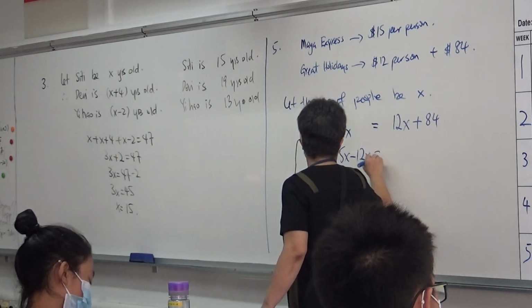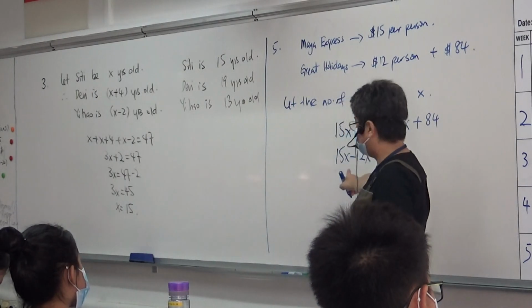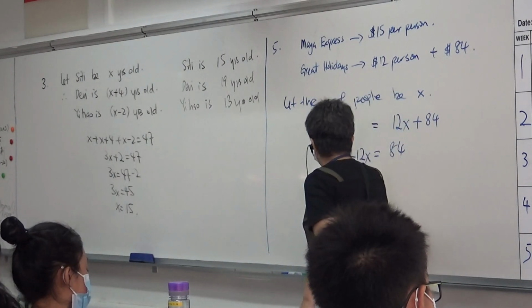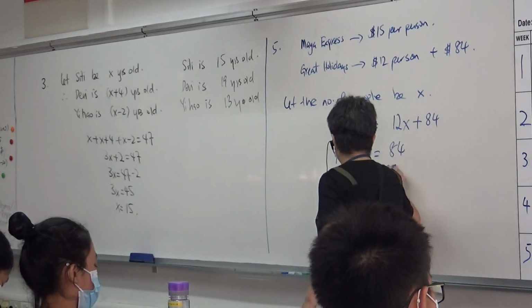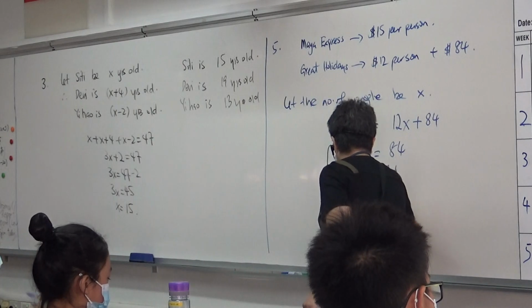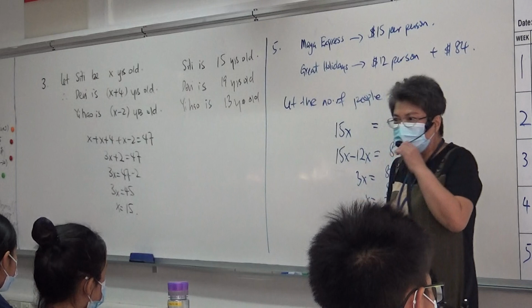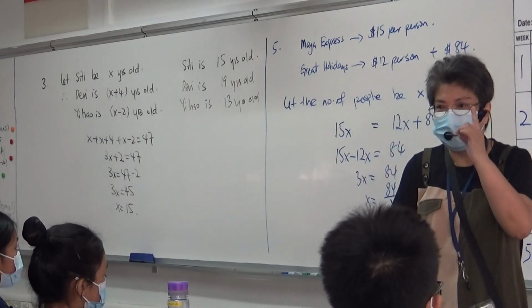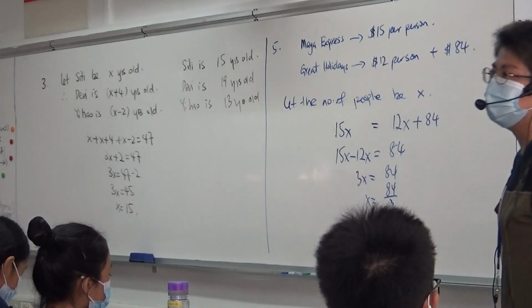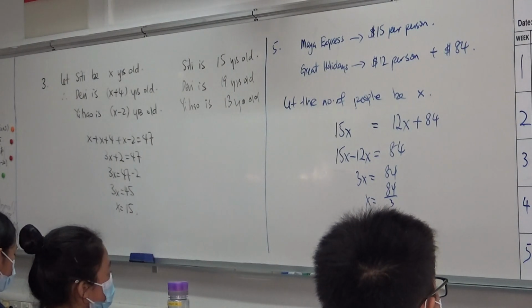15x minus 12x equals to 84. What's the next step? 3x equals to 84. So how to find x? 84 divided by 3. Answer? 28. Now, is it acceptable if the answer is a fraction? Yes, huh? Then the head go, the tail, the body never go lah.